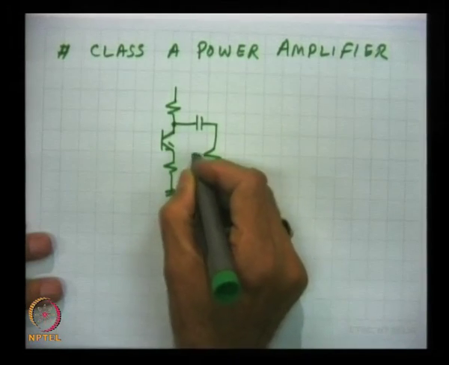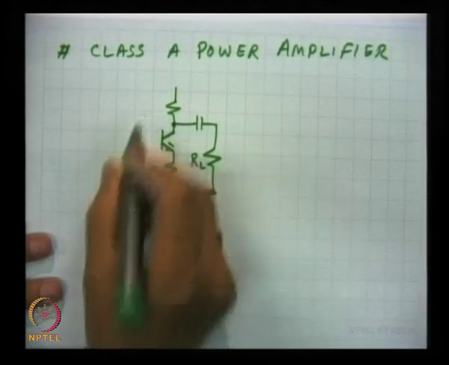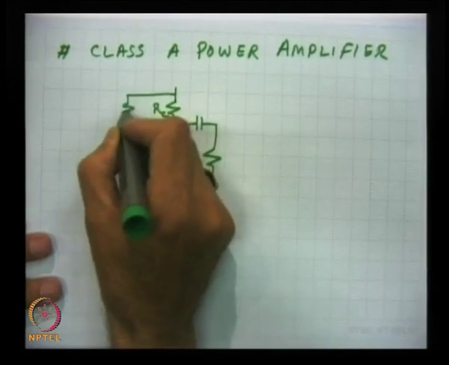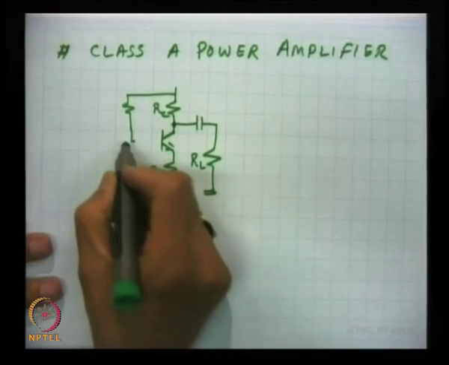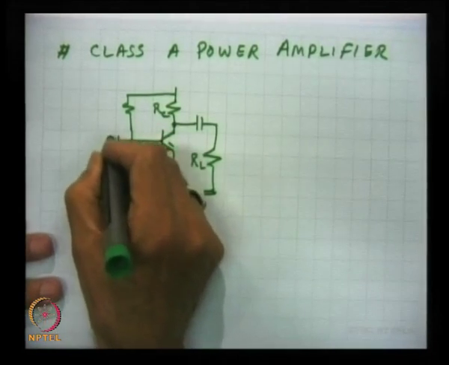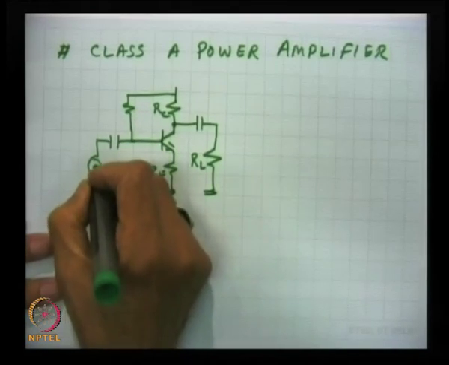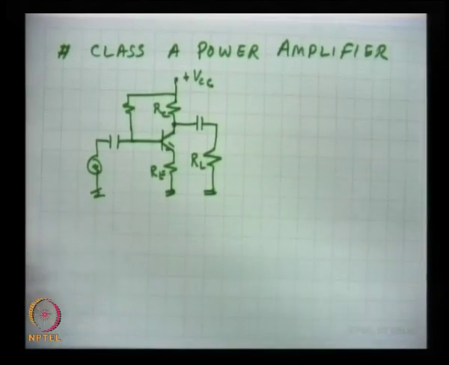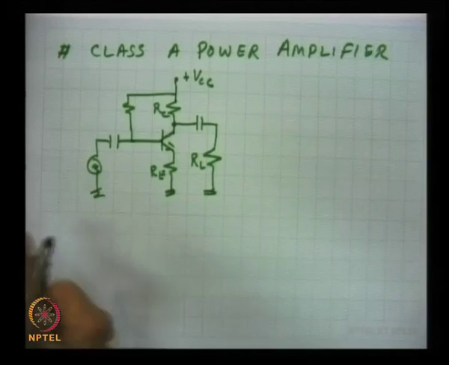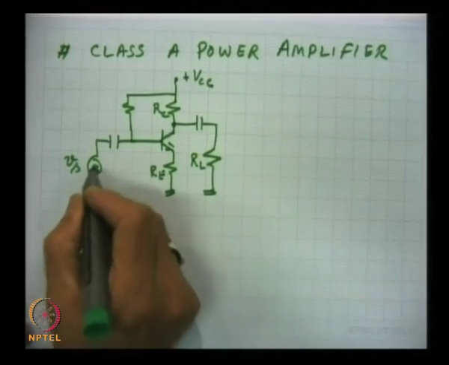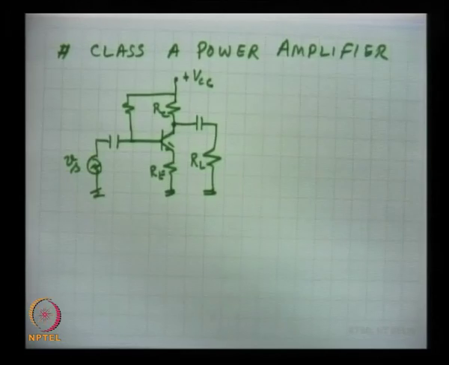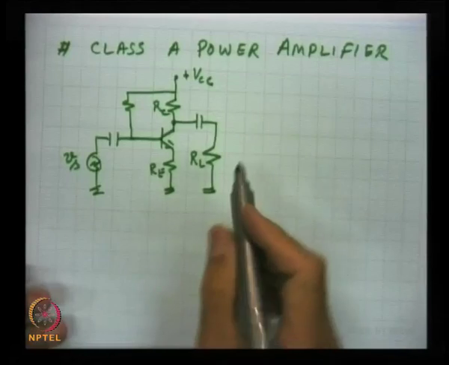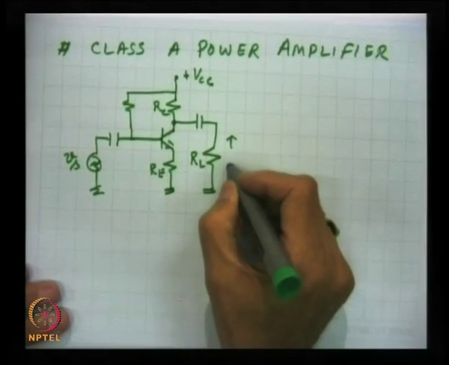This is RL, this is RE, this is RC, the collector resistance, and this is RB. Here is the input signal, and this is plus VCC. This is Vs, the signal. This is given to the power amplifier, and the output is taken at the load here.